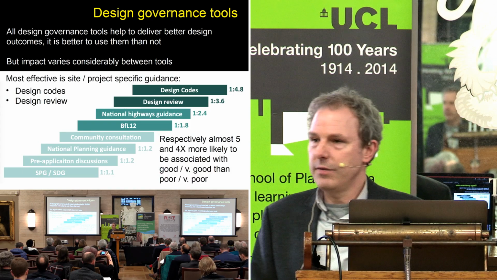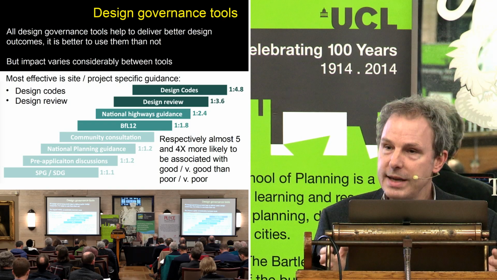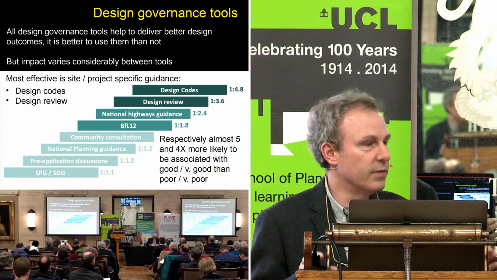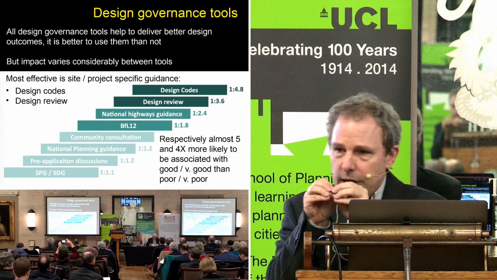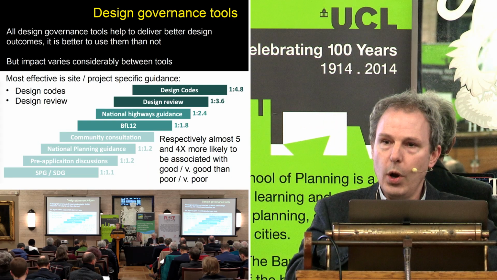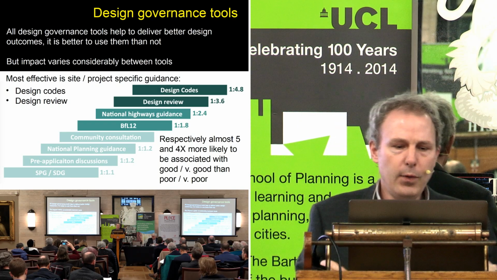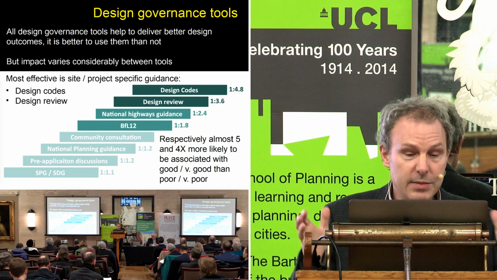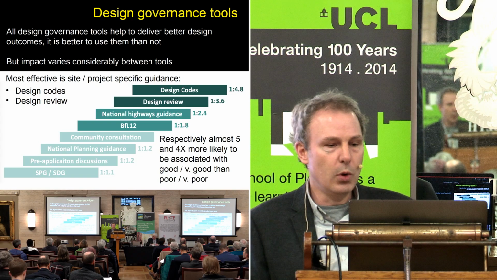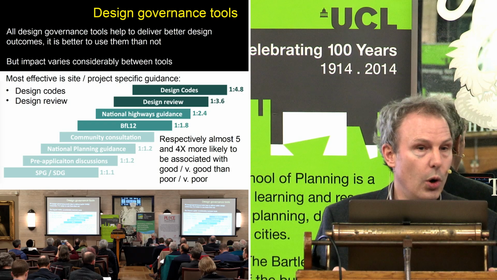The most effective by far are those site-specific or place-specific tools, design codes and processes of design review that focus on particular schemes and get design capacity working on those schemes. Schemes that use design codes and design review were respectively almost 5 or 4 times more likely to be associated with good or very good than poor or very poor quality development.